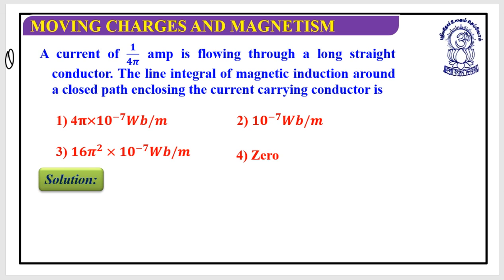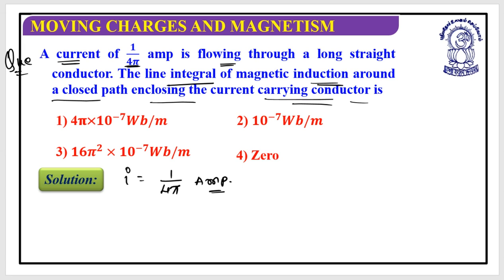It says that a current of 1 by 4 pi ampere is flowing through a long straight conductor. So current is given, which is equal to 1 by 4 pi ampere. The line integral of magnetic induction around a closed path enclosing the current carrying conductor. So current is given, it's 1 by 4 pi ampere.